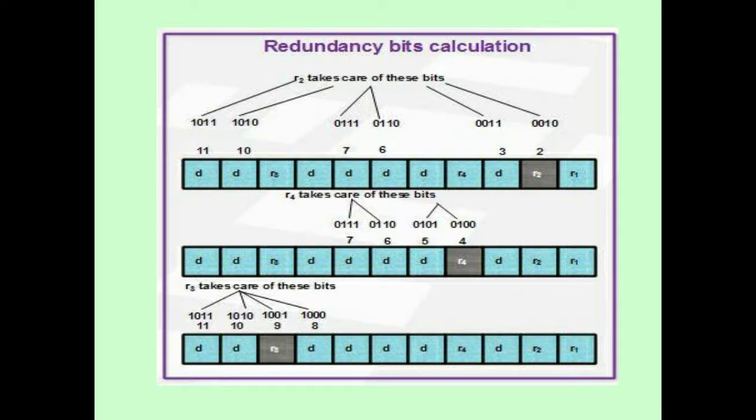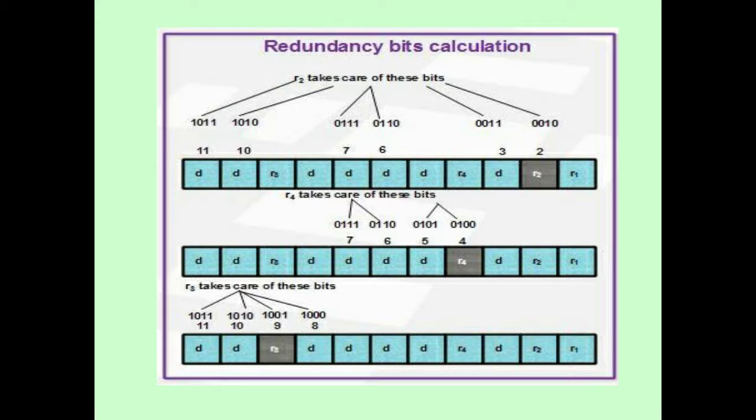Now next, redundancy bits calculation. R1 we have seen. Now what about R2? R2 takes bit positions 2, 3. You have to skip the next 2 and then consider 6, 7. Skip the next 2, consider 10, 11. So if you observe, only 2 and 3 are represented here. 2 is 0010, 3 is 0011. It is skipping 4 and 5 and considering 6 and 7, where the binary equivalent of 6 is 0110, and of 7 is 0111. It is skipping 8 and 9 and considering 10, 11. Binary equivalent of 10 is 1010, that is A. Binary equivalent of 11 is 1011, that is B.